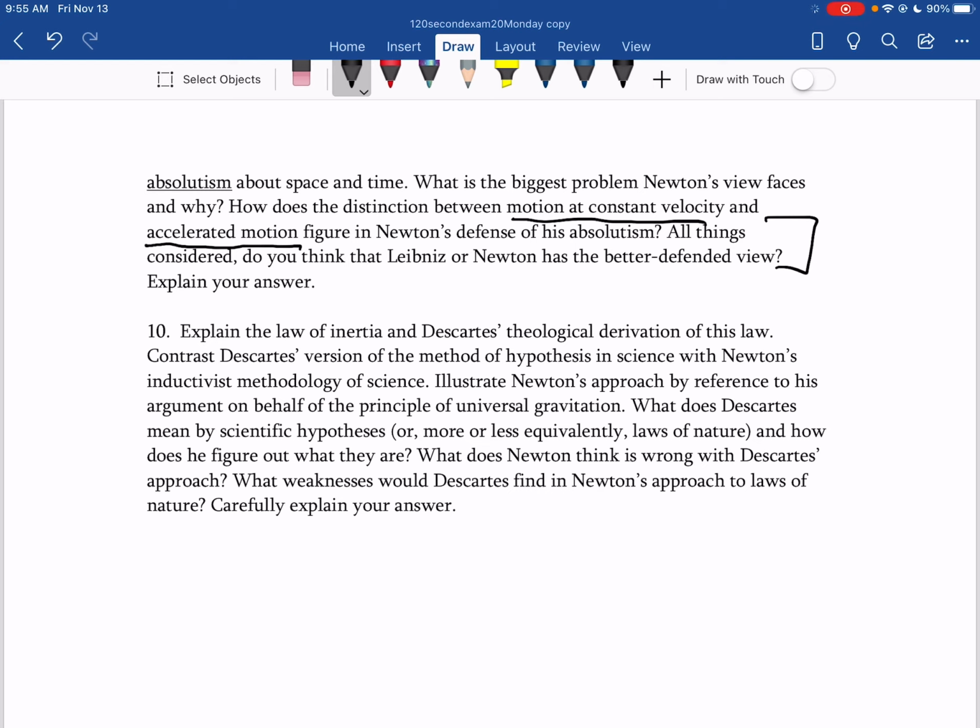The law of inertia is first formulated by Descartes. Newton takes it from him, but it's essentially Newton's first law of motion. Objects at rest tend to remain at rest. Objects in motion tend to continue moving in a straight line, in both cases, unless acted on by an outside force.